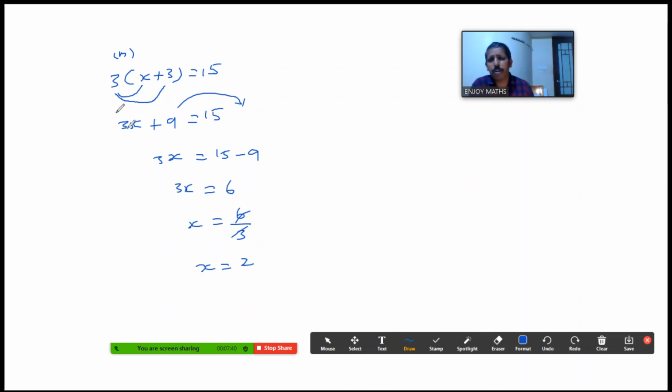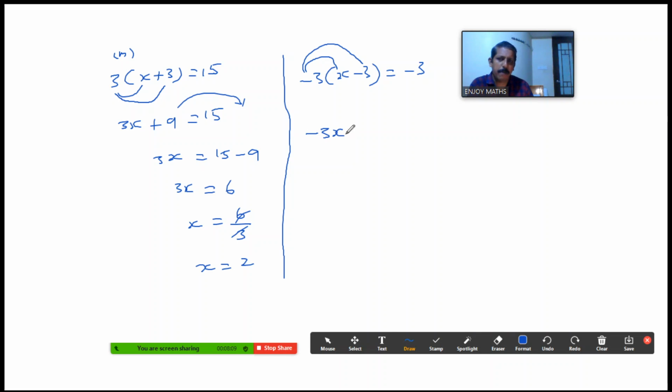When the bracket is there, you have to multiply both. The 3 is common for x and for 3 also. But see the situation when it is minus, so you should be very careful. Here is x minus 3. This is one equation. What you have to do is multiply like this. So minus 3 into x is minus 3x. Then minus 3 into minus 3 what? Plus. So that is plus 9.